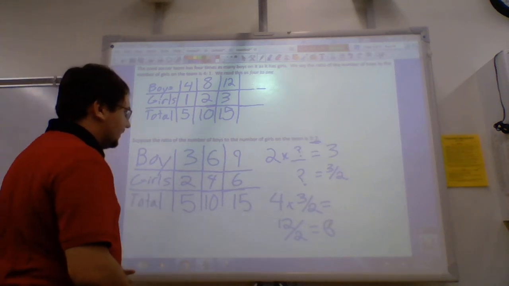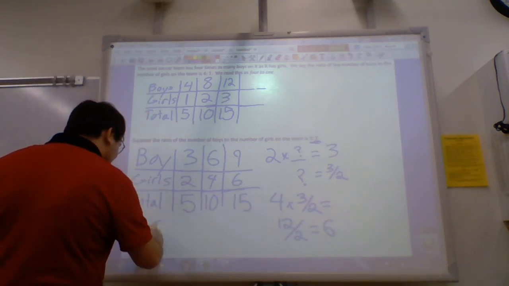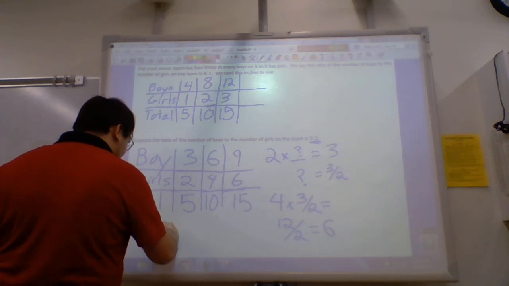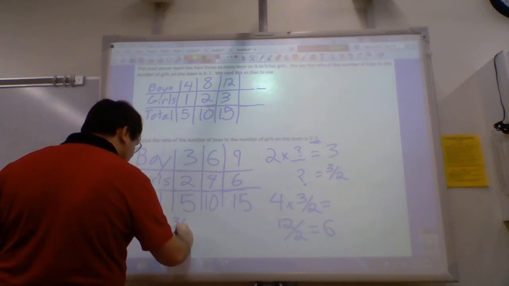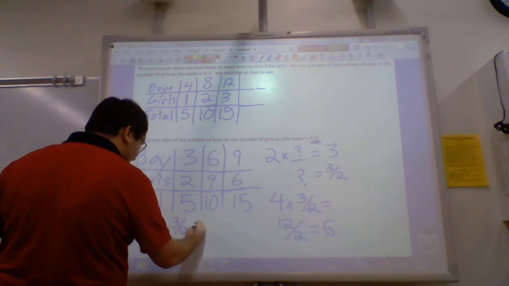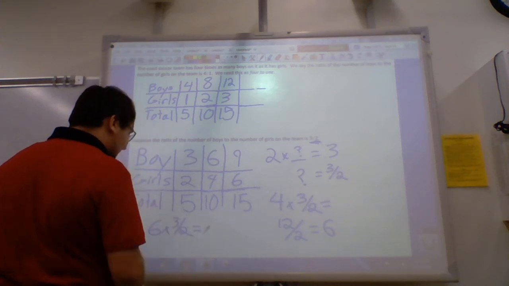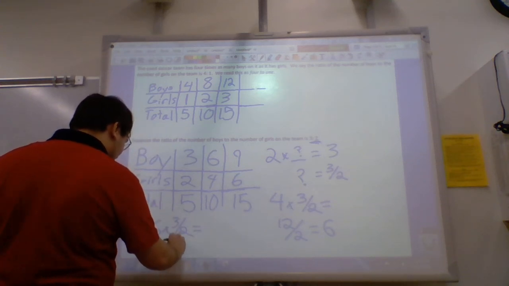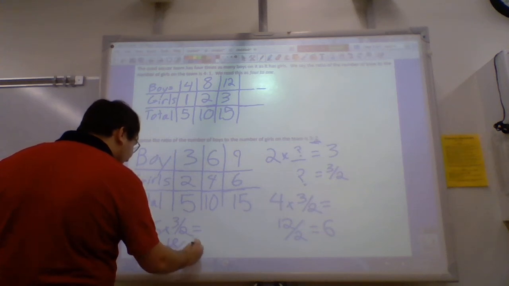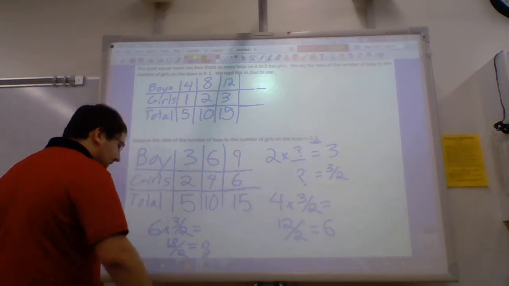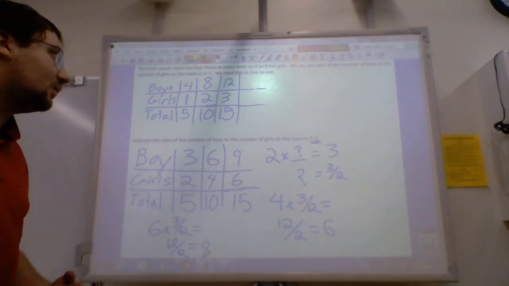Let's see if it works for 9 and 6. 6 times 3 halves. What's that going to give me? Well, 6 times 3 halves gives me 18 halves. And 18 halves is equal to 9. So it looks like that works.